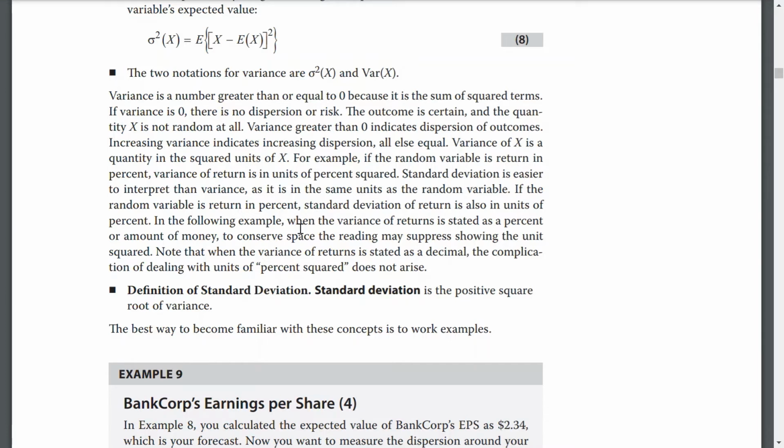In the following examples, when the variance of returns is stated as a percent or amount of money, to conserve space, the reading may suppress showing the unit squared. Note that when the variance of returns is stated as a decimal, the complication of dealing with units of percent squared does not arise. Definition of standard deviation: standard deviation is the positive square root of the variance.